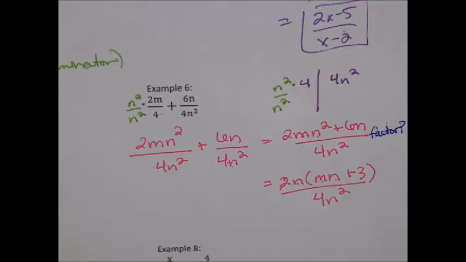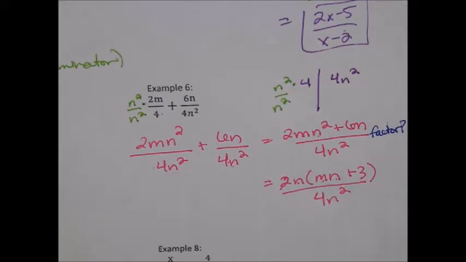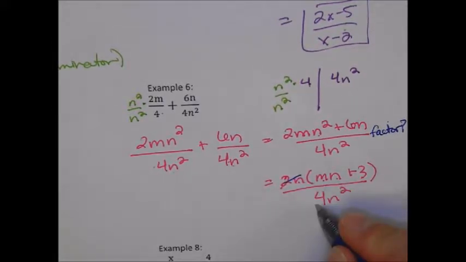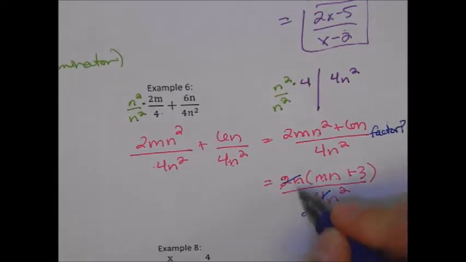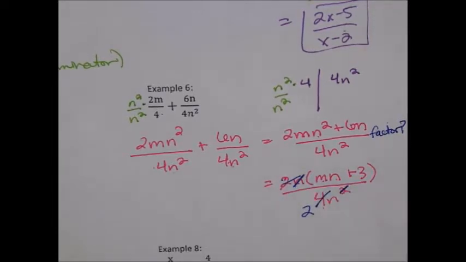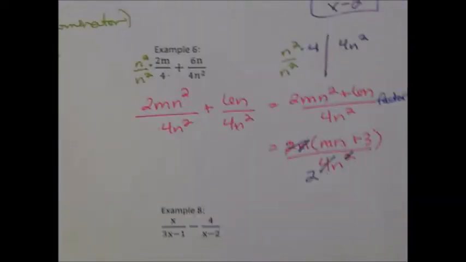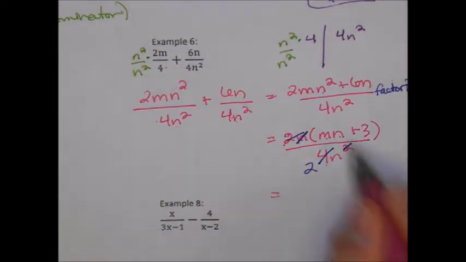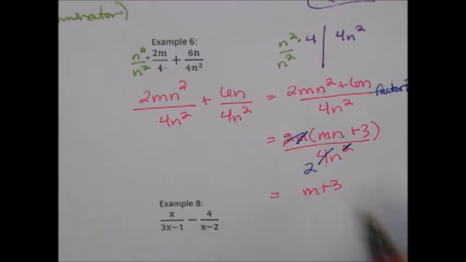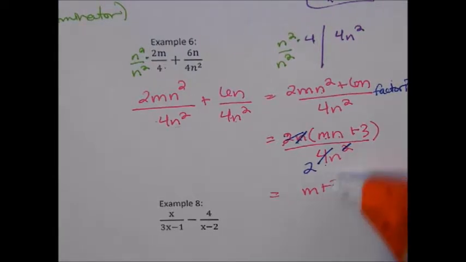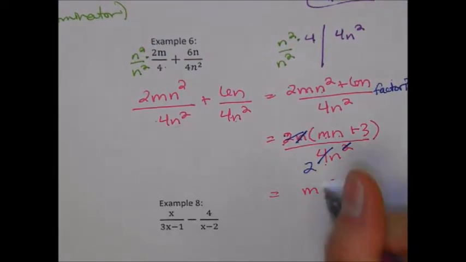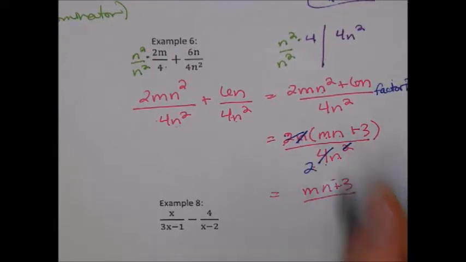Now I do this because now I can reduce. 2 and 4 reduces to 2. And then this n crosses out, and one of these n's crosses out. So I'm left with the answer, mn plus 3, oh, I didn't write the n, over 2n.